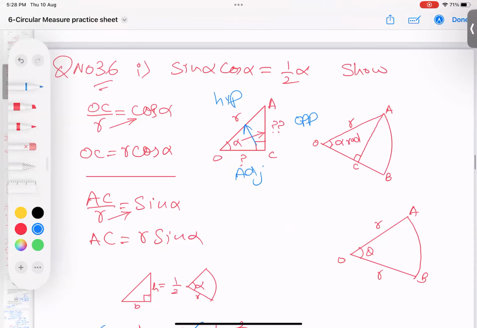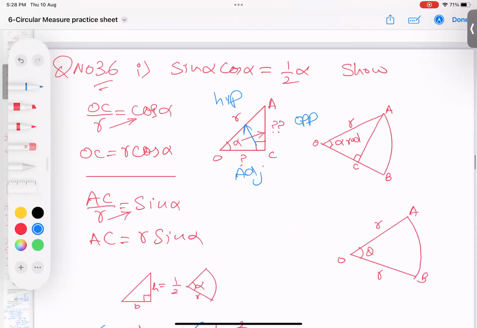One last part left. I repeat my words. This I got it, Alhamdulillah. What is missing? CB is missing. How do you get CB, students? CB is nothing hard. R minus R cos alpha. So I'm writing here: R minus R cos alpha.